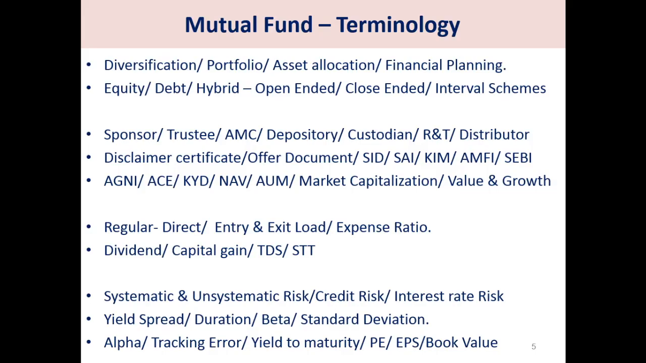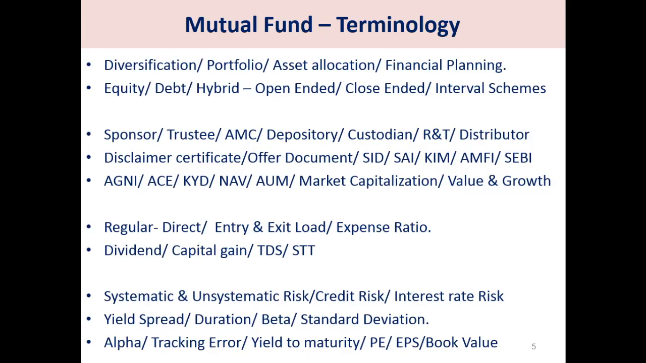Now look at this, how it all begins. The words like diversification, portfolio, asset allocation, financial planning. These four words will come right from day one. Chapter one itself will have a lot of uses. Even in chapter number 11 and 12, these words come quite frequently. In fact, in the entire book, you will come across the words portfolio and diversification.